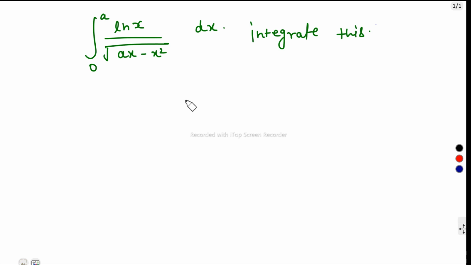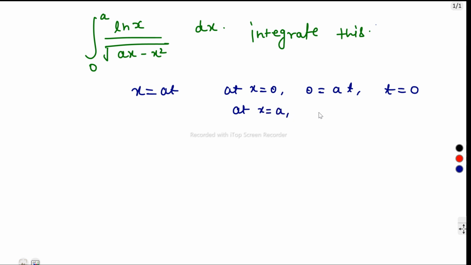We are given a problem of definite integration. We are going to use the substitution method to solve this problem. First of all, take x equals a t. So our limit of integration at x equals 0 gives 0 equals a t, and this implies t equals 0. At x equals a, a equals a t, and this implies t equals a upon a, that's equals to 1.